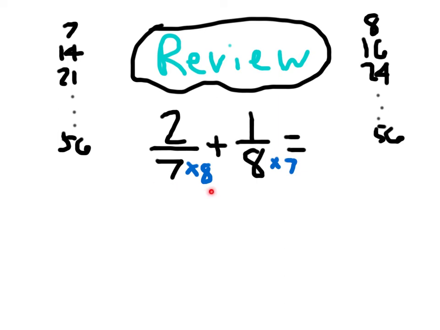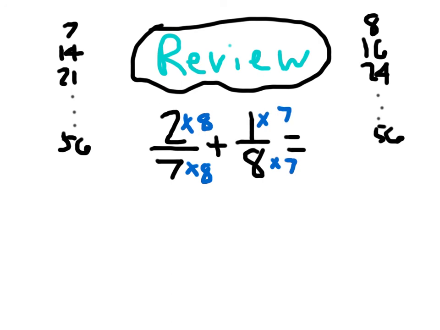So now that I know the common denominator is going to be 56, that's why I went 7 times 8 here and 8 times 7 here. At that point, if I do one thing in the numerator, I better do that same thing in the denominator and vice versa. Because I multiplied in the denominator by 7 there, I have to multiply in the numerator by 7.